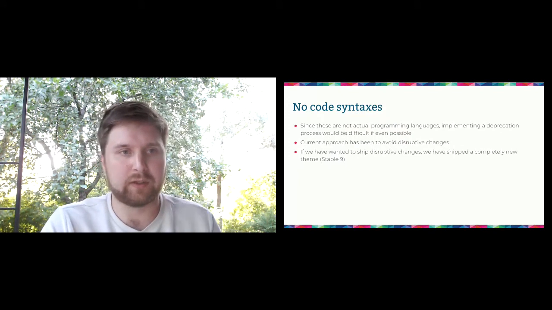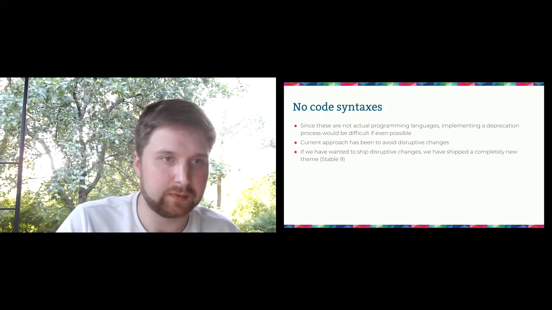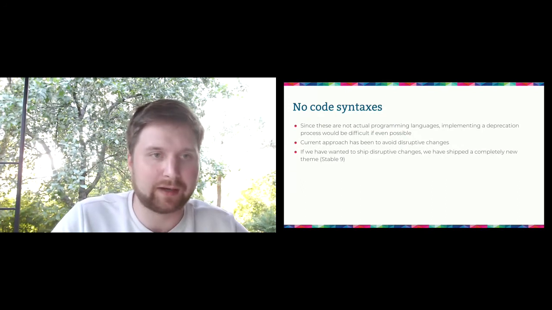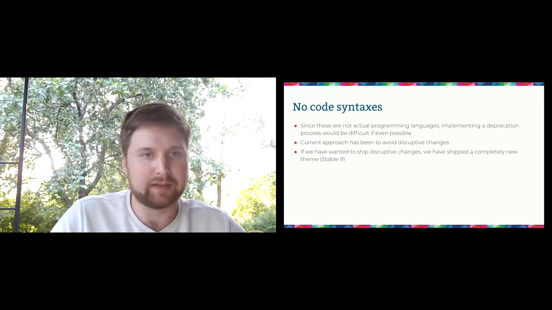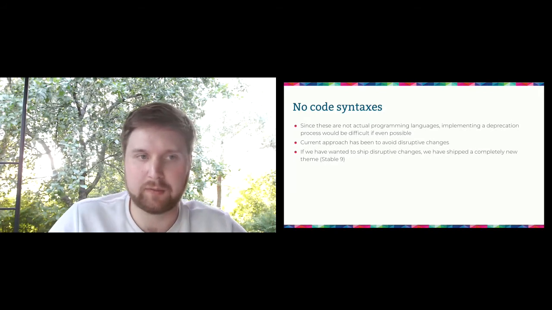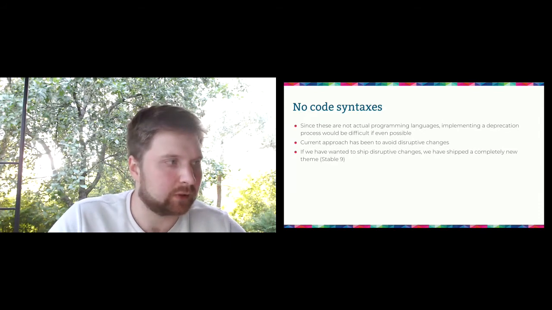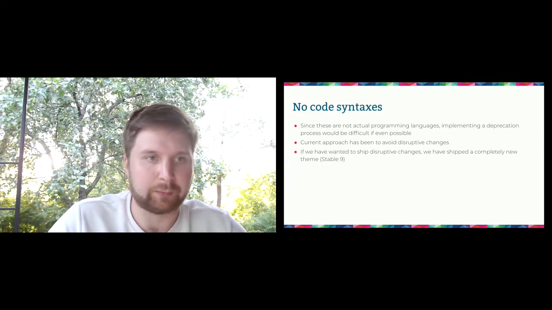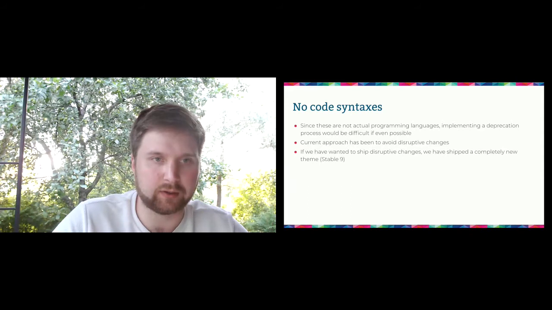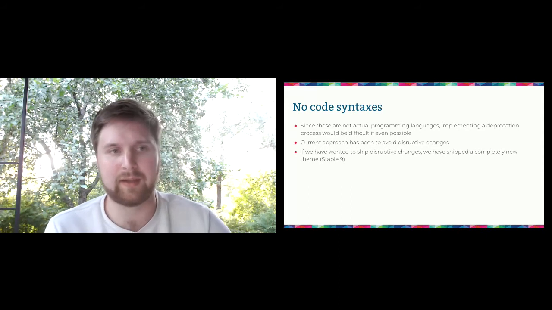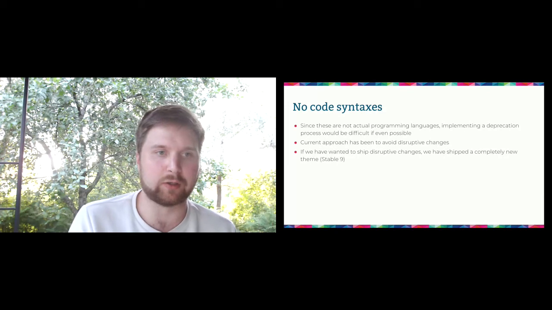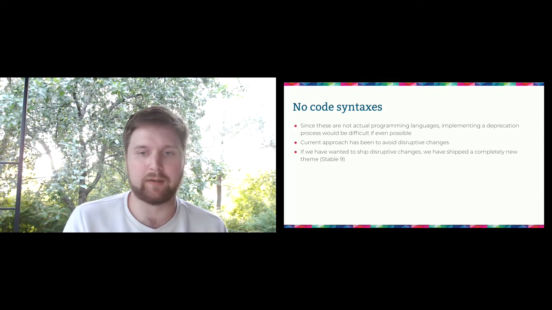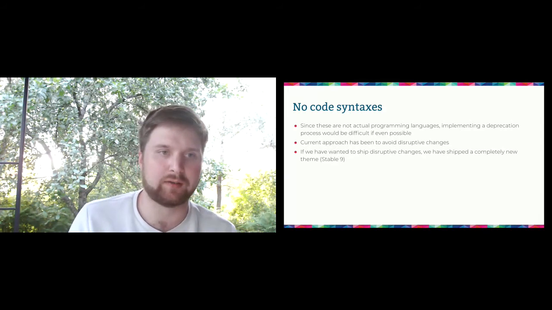Then moving forward to the no-code syntaxes. As I said earlier, since these are not actual programming languages, implementing a deprecation process would be difficult, if even possible. The current approach that we've taken is that we avoid disruptive changes, and whenever we have to ship disruptive changes, we basically just ship a completely new theme. That's what we did with Stable 9. We wanted to ship a new set of markup as part of Drupal 9, so instead of Stable 8, Drupal 9 ships with Stable 9, which has updated markup.